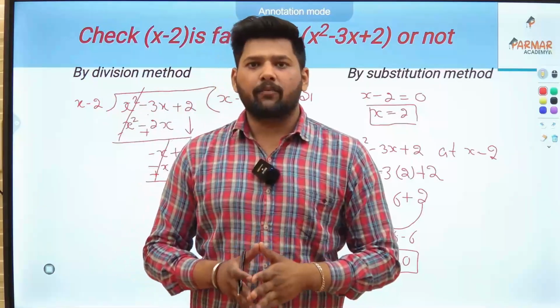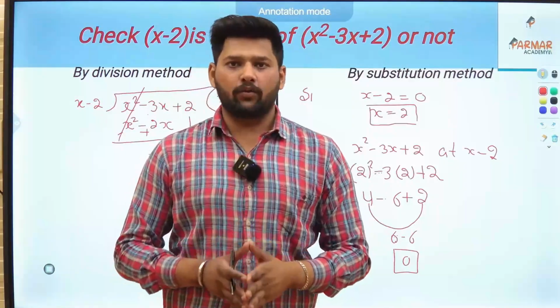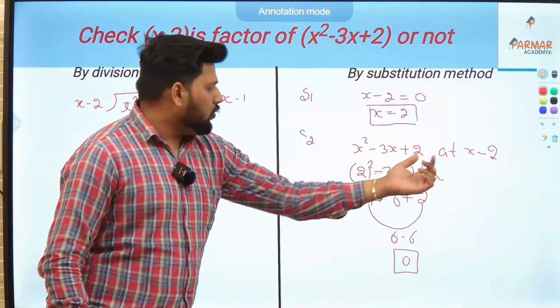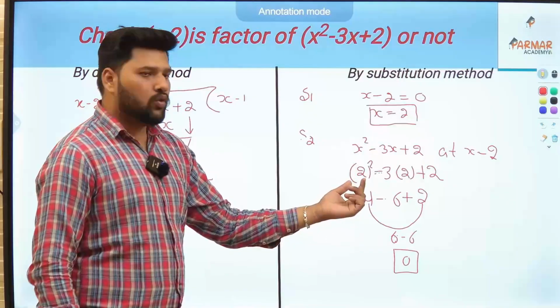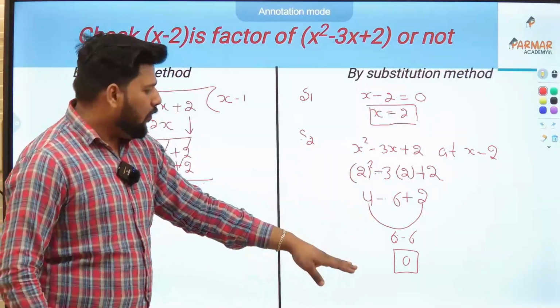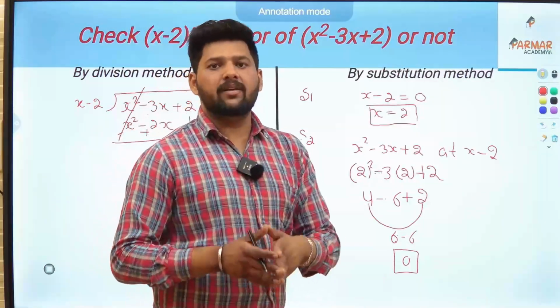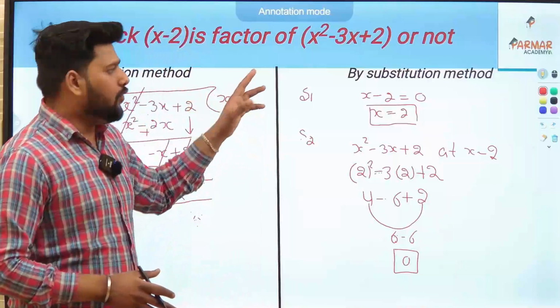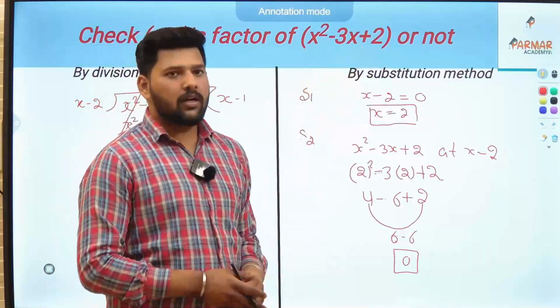In the next step, we have to replace x by its value, that is 2. So in the second step, replace x by 2, that is x square converts into 2 square minus 3 into 2 plus 2. Overall, after the calculation, we will get the answer 0. Again, that means remainder is 0. So we will say that x minus 2 is a factor of x square minus 3x plus 2.